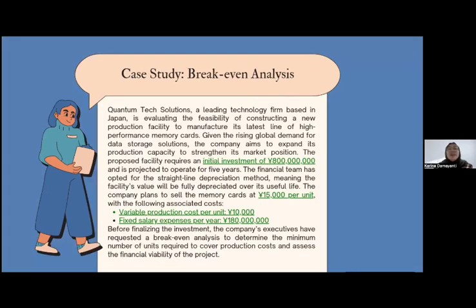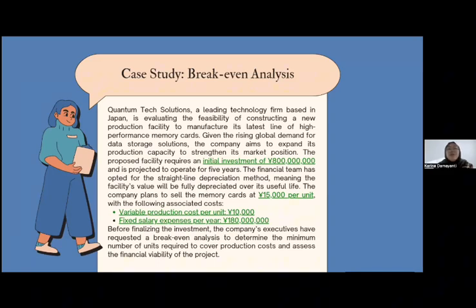Okay, so a tech company from Japan is deciding whether to build a new factory to produce memory cards. The reason for building the factory is because the demand for data storage is increasing. The cost to build the factory is 800 million yen, and it will be used for 5 years. The company uses the straight line depreciation method, which means the factory cost will be divided equally over 5 years.